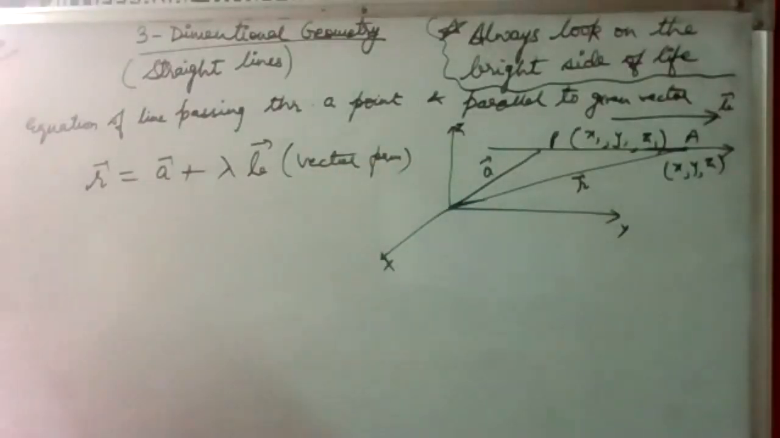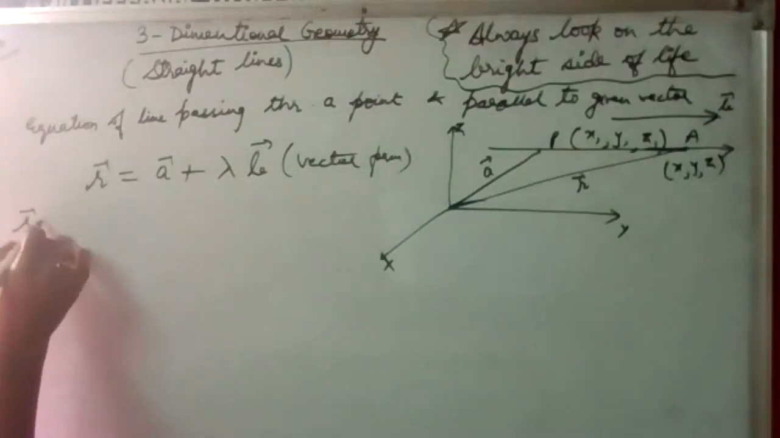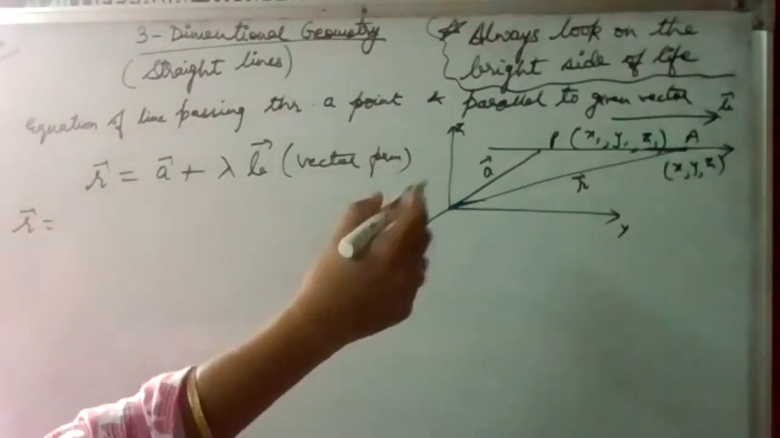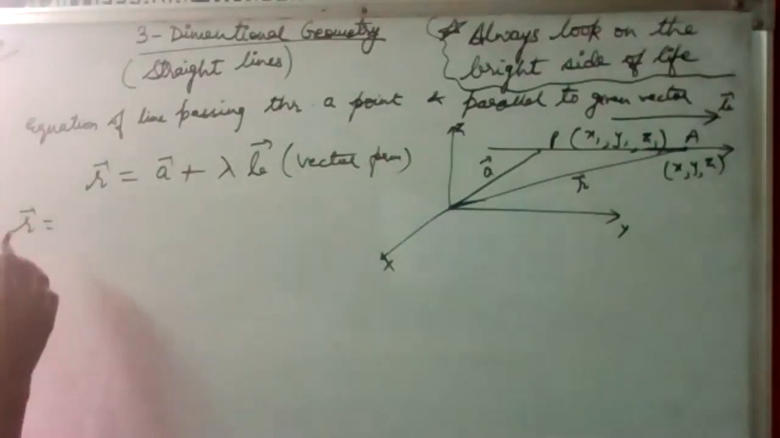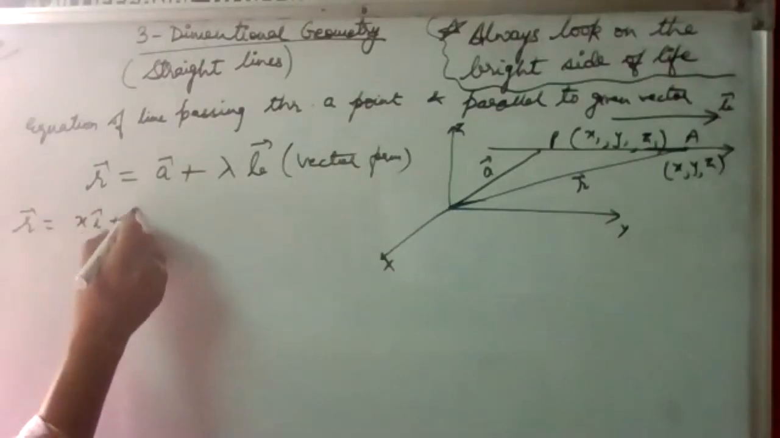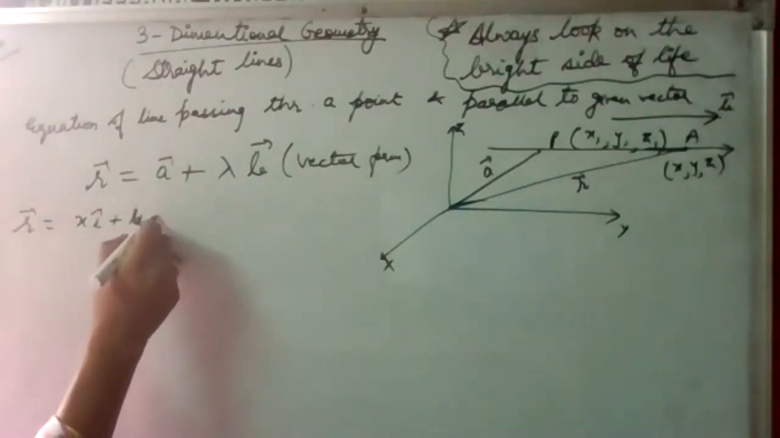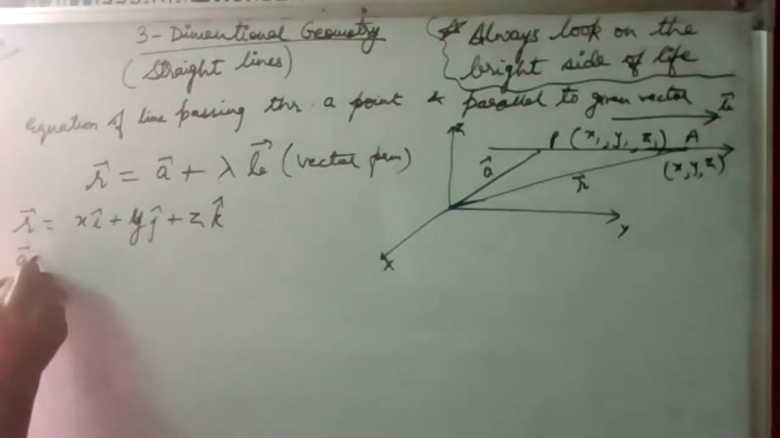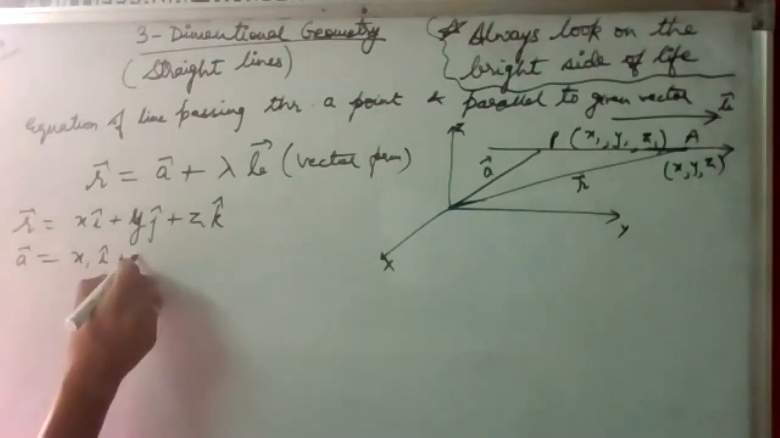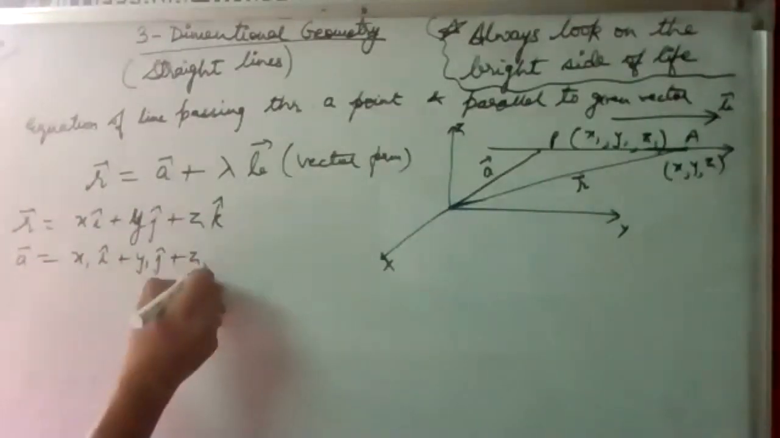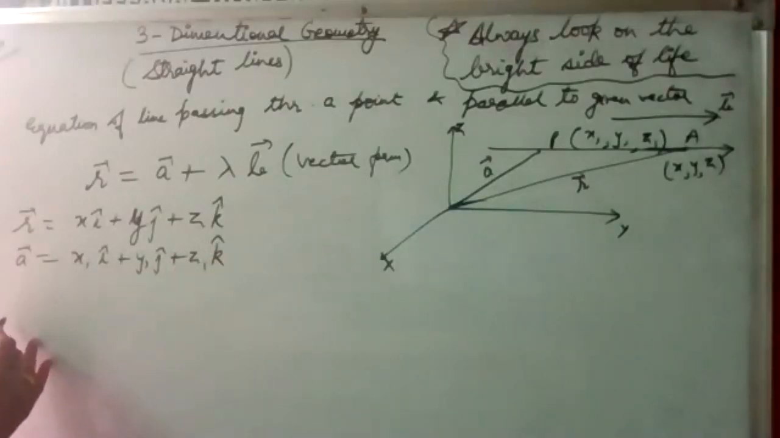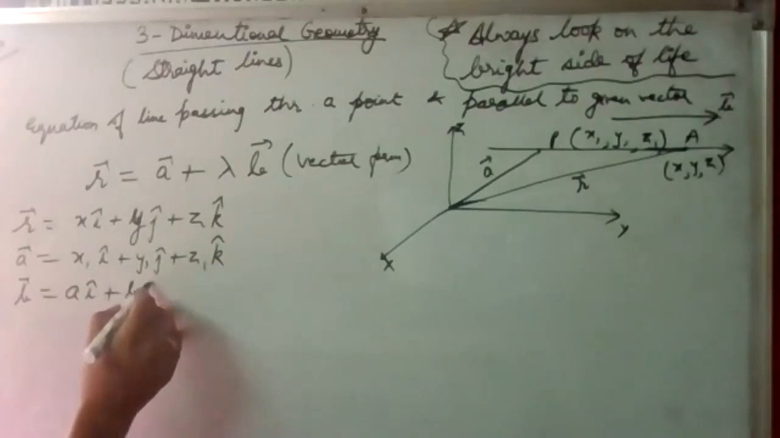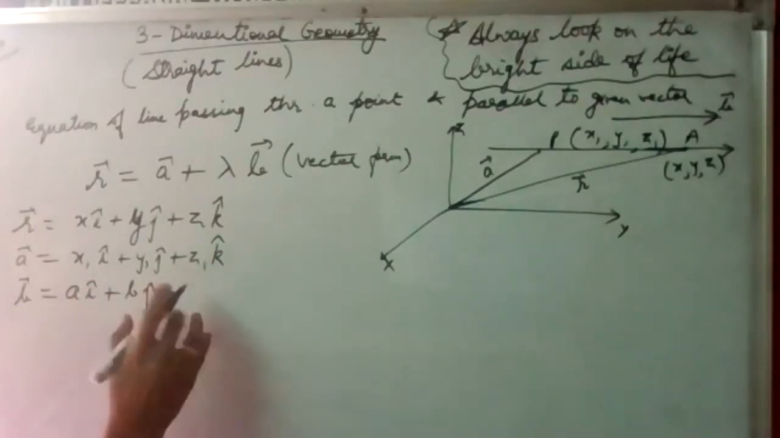And if we write down the components of r vector, a vector, and b vector, so r vector is the position vector of some general point. So that is always xi plus yj plus zk. So this is the component form. a vector is x1i plus y1j plus z1k. And b vector is ai plus bj plus ck.